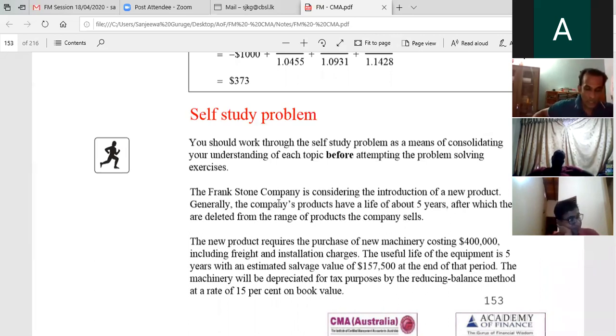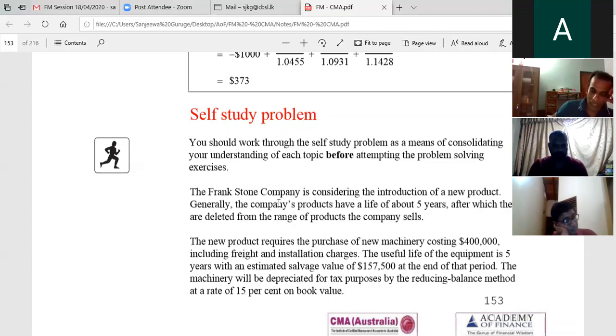Then the new product will be manufactured in a factory which is already owned by the company. The factory originally cost 150,000 to build and has a current resale value of 350,000, which should remain fairly stable over the next 5 years. The factory is currently being rented to another company under a lease agreement, which has 5 years to run and which provides for an annual rental of 15,000. Under the lease agreement, if the Frank Stone Company wishes to cancel the lease, it can do so by paying the lessee compensation equal to 1 year's rental payment. This amount is not deductible for income tax purposes.